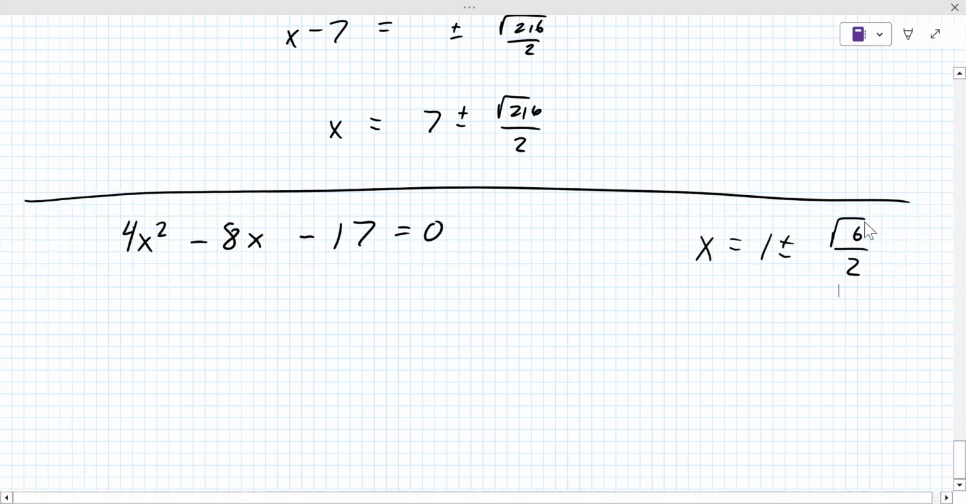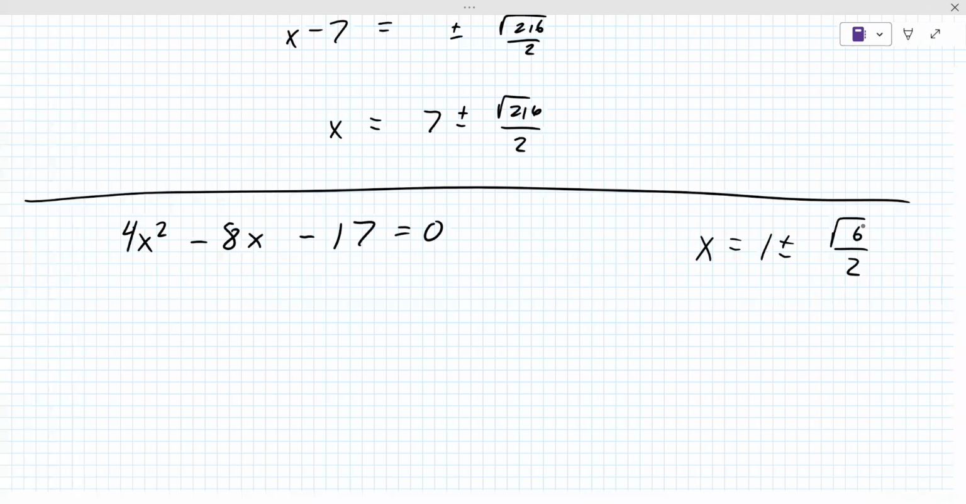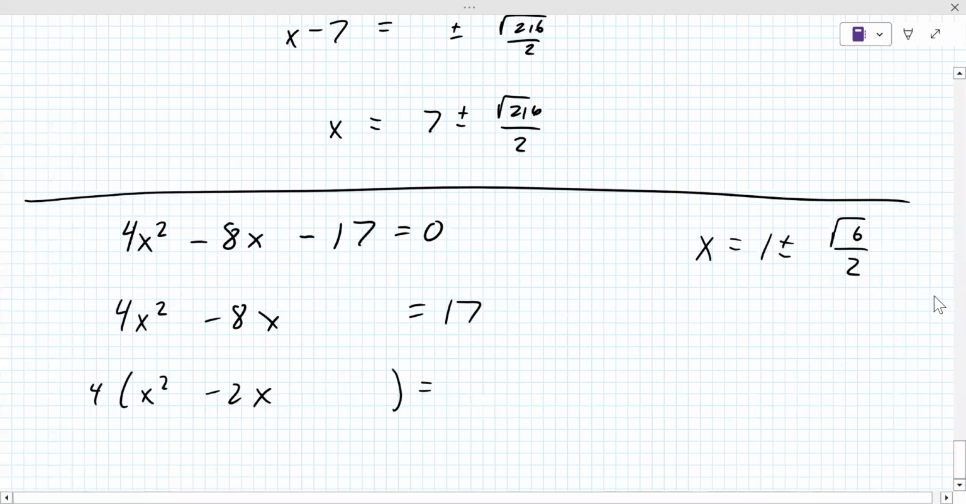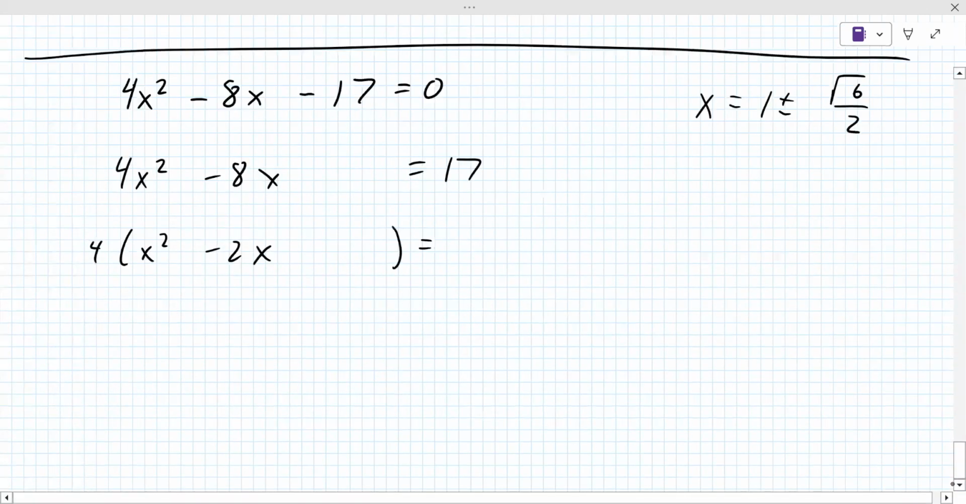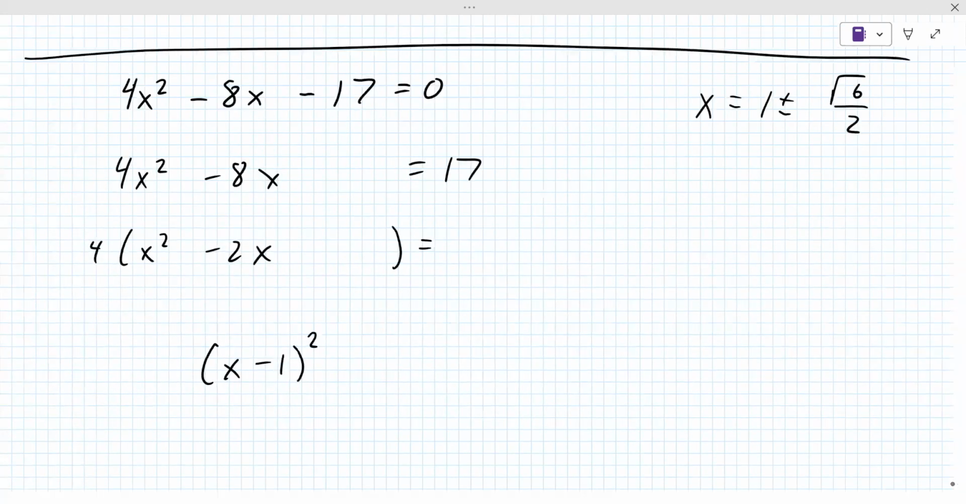The only issue is with this number here. So let's take a look here. 4x squared minus 8x equals 17. Factor the 4 out. x squared minus 2x, leave a space there. So hopefully this looks okay. Did you write x minus 1 squared like that? Yep. And then I got plus equals 18.